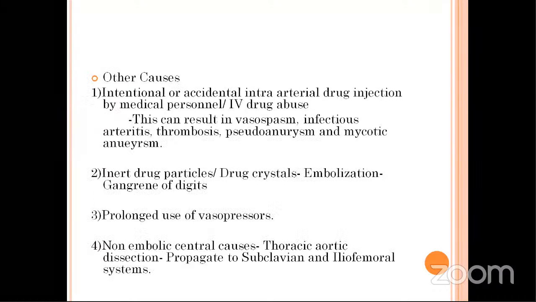The other causes of arterial occlusion are intentional or accidental intraarterial drug injection by either medical personnel or an IV drug abuser. This can result in vasospasm, infectious arteritis, thrombosis, pseudoaneurysm, and mycotic aneurysm. Also, inert drug particles or drug crystals can cause embolization and result in gangrene of the digits. Prolonged use of vasopressors can also result in arterial occlusion. And the other non-embolic central cause is thoracic aortic dissection, which can propagate to the subclavian and iliofemoral systems.